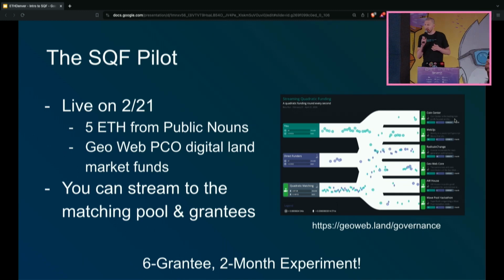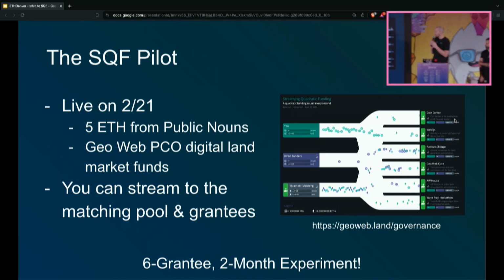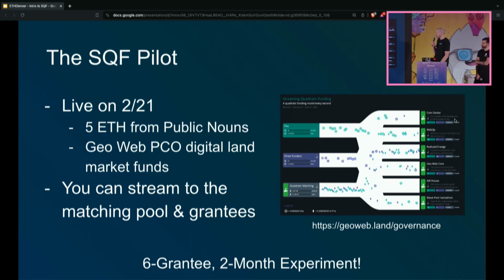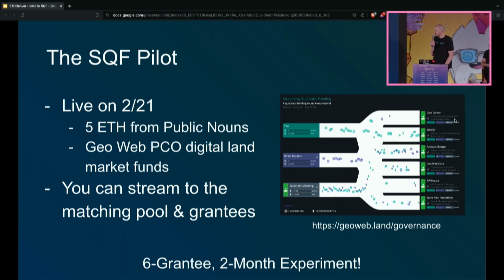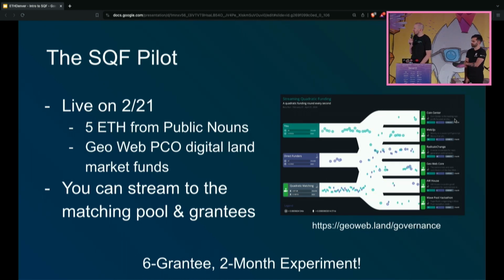Okay, and so why I'm up here, I work on a project called the GeoWeb. I mentioned that earlier, but we are the first users of streaming quadratic funding. We launched our pilot just last week on Wednesday, the 21st, I believe, and couldn't be more excited to share it and see what happens with this experiment.